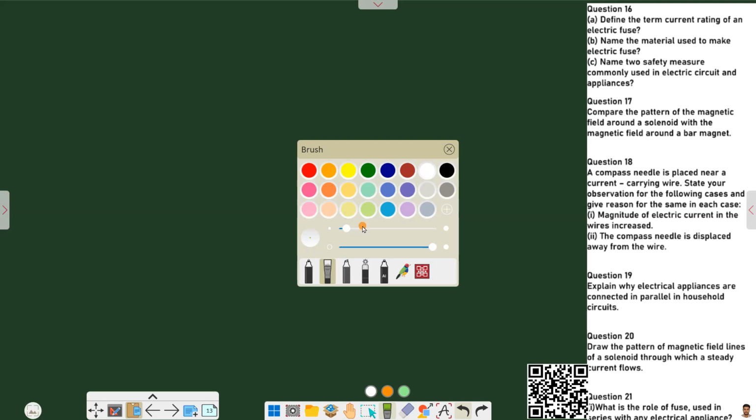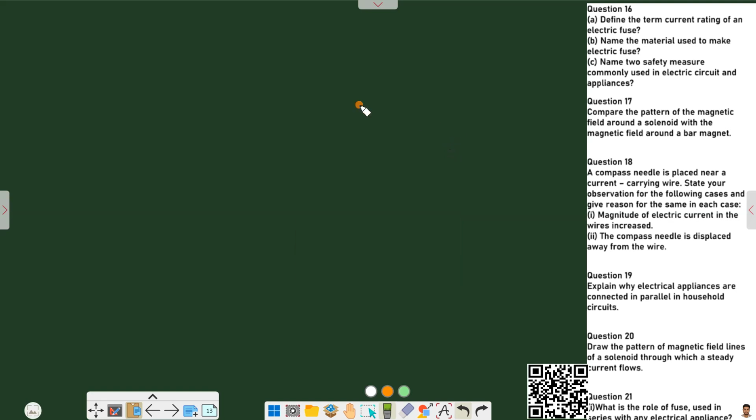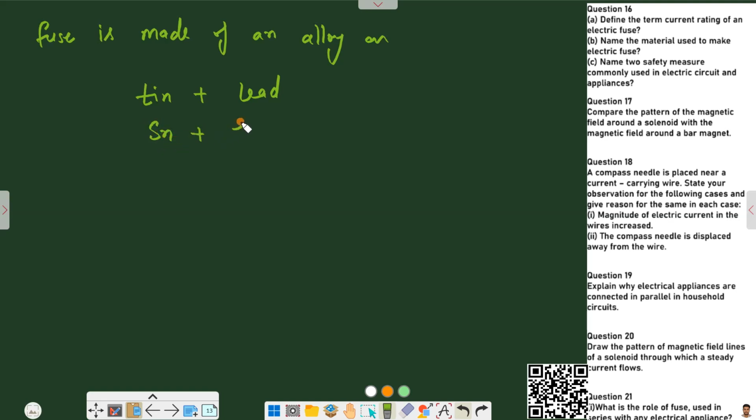Now let us move to the second part, where it is asked to name the material used to make the fuse. So a fuse is made of an alloy of tin and lead. The symbol for tin is Sn and for lead it is Pb.